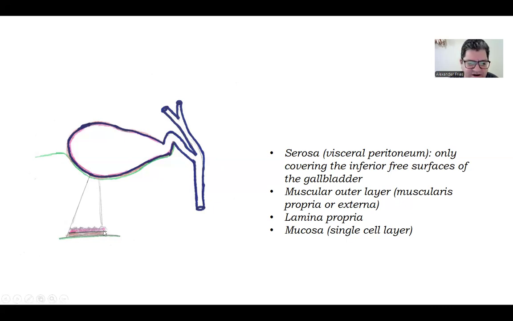The next layer is the lamina propria. The lamina propria is like a wall that joins the mucosa and the muscular layer. The next layer is the muscularis. What is the function of the muscularis? Like a muscle, it contracts the organ during the eating process, when you eat something, mainly fat or protein.